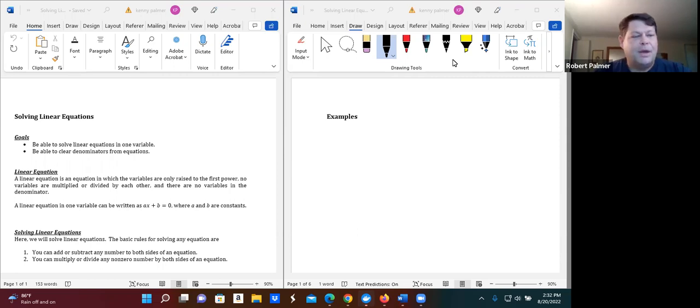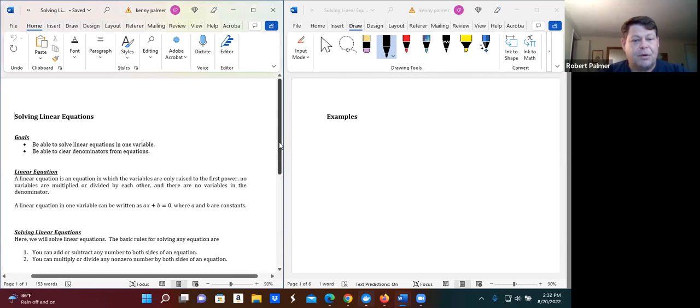Hello, everyone. Today, I want to take a look at the fundamentals of solving linear equations. Explain what that means and talk about how to solve it. So our goals for this, what you want to get out of this, is to be able to solve linear equations in one variable, and then be able to clear denominators, or get rid of denominators, from equations.